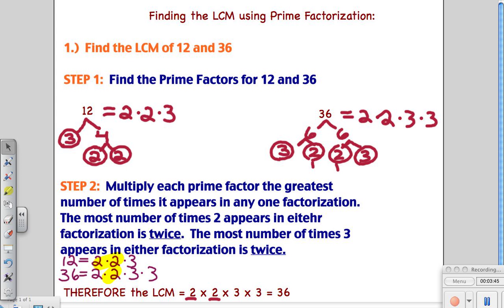The greatest number of times the 3 appears is, it appears once here, but it appears 2 times here. So I would multiply the 3 2 times. So the greatest number of times the 2 appears is 2 times, and the greatest number of times the 3 appears is 2 times. So you multiply all those prime factors together, 2 times 2 times 3 times 3, and you get 36 as your least common multiple.